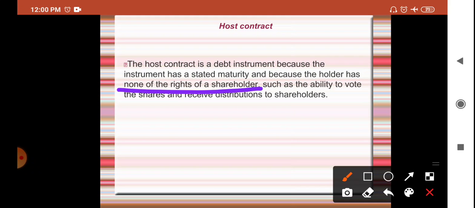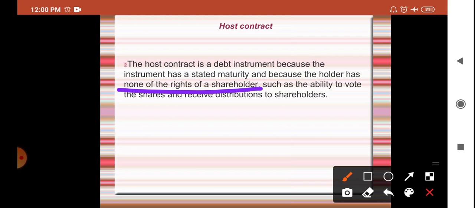So here the meaning is host contract is a debt instrument. Best example is the bond. They will not have any kind of voting rights. They are not called the owners of the company and they will not get any kind of distribution from the profit, nor do they have to bear any kind of loss if it arises in the company.